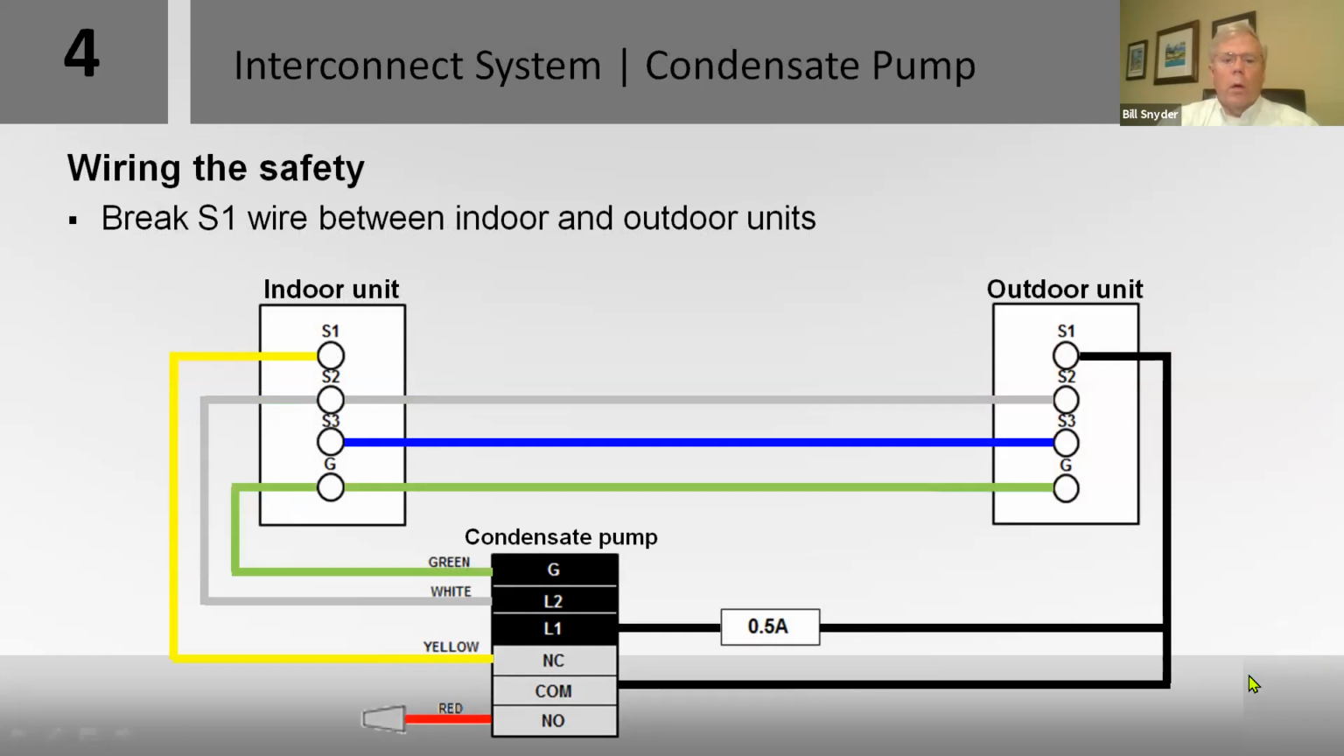If you are installing a condensate pump and it has a normally closed switch, if the drain pan starts to overflow, the switch opens and shuts down power to the unit. The way we do it is we break S1. So S1, S2, and S3 normally go between indoor and outdoor unit. In this case, we're taking S1 through the common terminal, back through the normally closed terminal to the indoor unit. And if it opens, it will shut down the equipment.